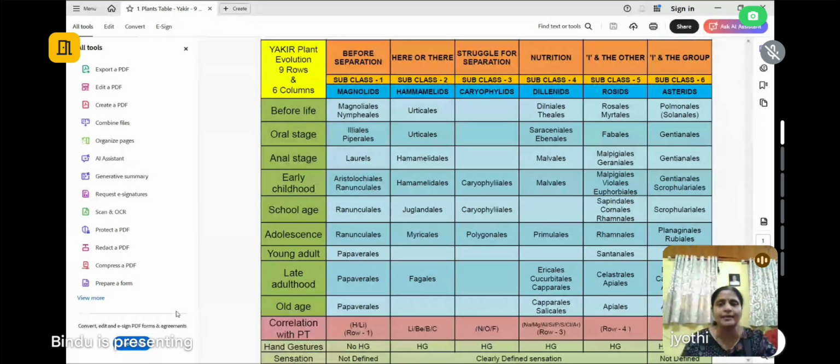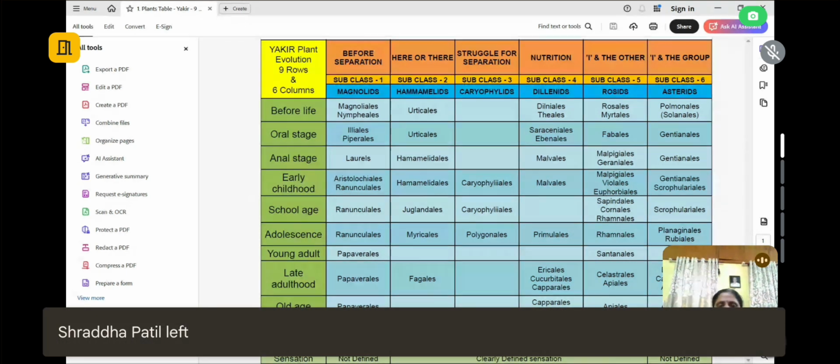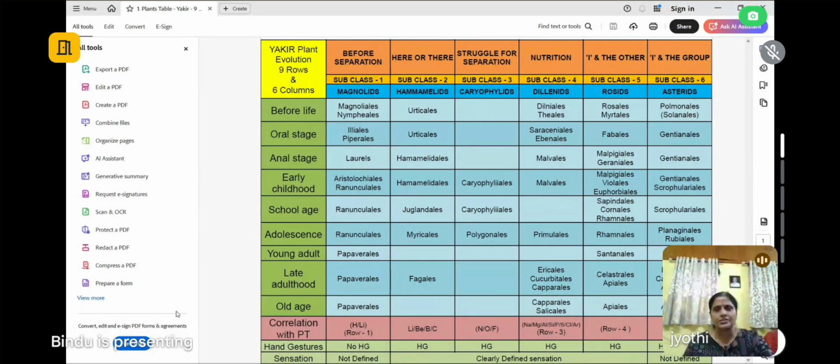So this is an animal chart. Dr. Bindu, can you share the animal chart? This chart is prepared by Dr. Mahesh Gandhi. He has divided this into invertebrates and vertebrates. Again, he has divided them into three parts: aquatic, that is water; terrestrial; and aerial. In water, again we have water, earth, and fire.